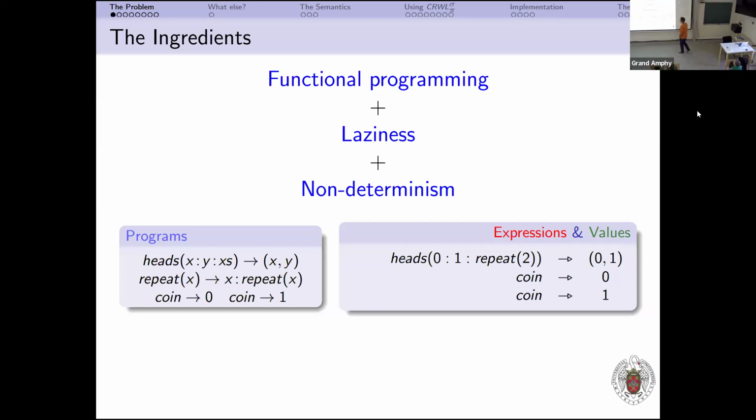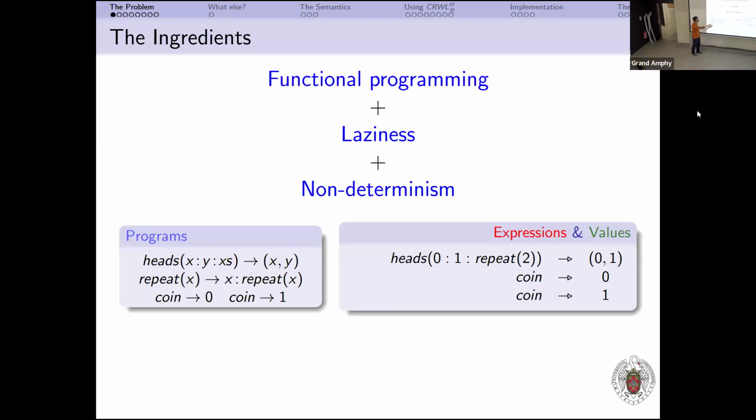The point here in this presentation is that with functional programming, laziness, and non-determinism, you have several different choices. So I hope you are familiar with functional programming, but just in case, we have some examples here. Heads of a list returns the first two elements. Repeat puts the element repeated itself with a recursive call, and coin gives either 0 or 1.